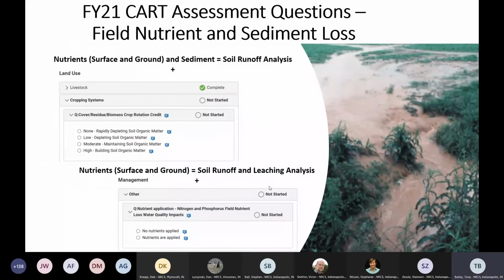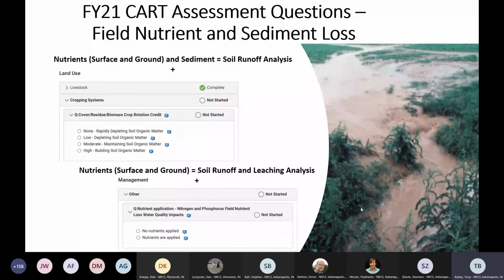Within that, these CART assessment questions for the nutrient and sediment loss, for the nutrients, it simply asks if nutrients are or are not applied. Doesn't talk about soil tests or application rates or anything else like that. It's just whether or not we're using those. And this is for the runoff or leaching analysis. And in almost all cases, we can assume that nutrients are applied on the cropland. Pretty rare that we wouldn't be applying nutrients to some degree.